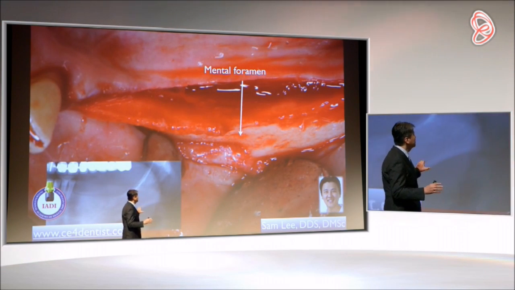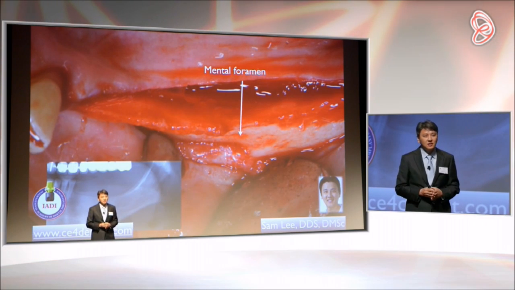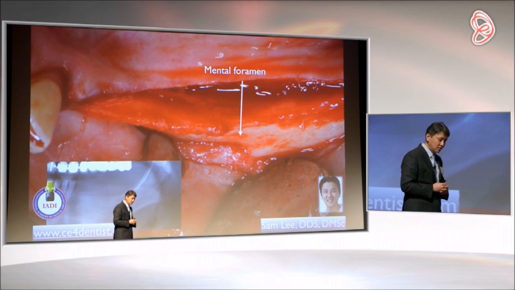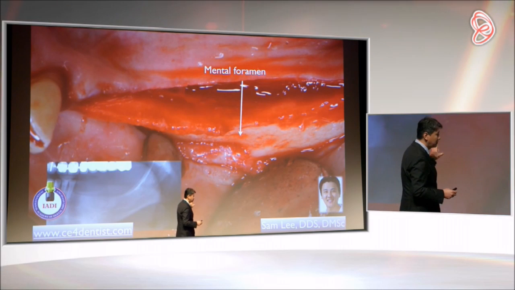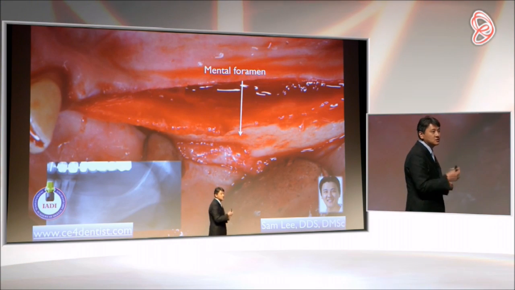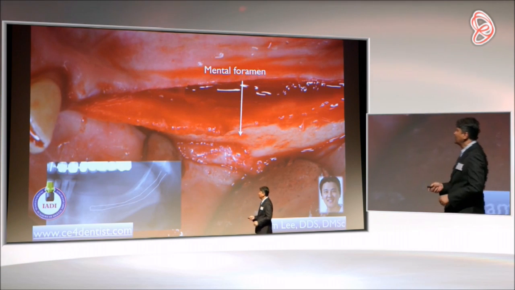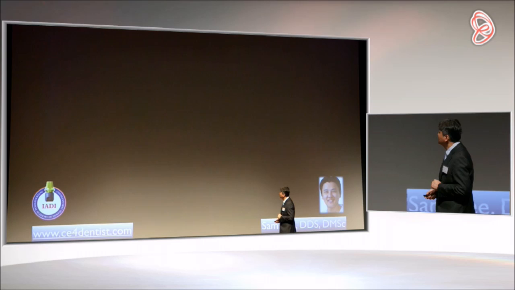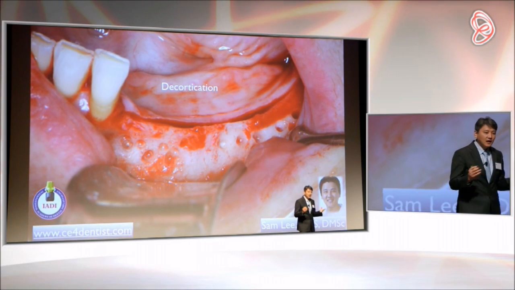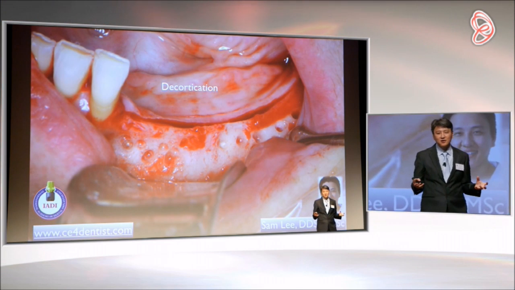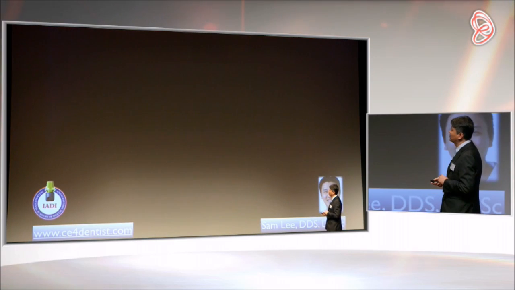Typically, because we have so many lawyers in the United States, we have to be very careful not to touch the nerve. And I heard in UK, the situation is even worse compared to United States. So I'm being very careful not to touch the mental nerve so that the patient doesn't get paresthesia on her lip. And because mandibular bone is so dense, we will need to do decortication to increase the blood flow and also to give mechanical and biological retention for your new graft material.